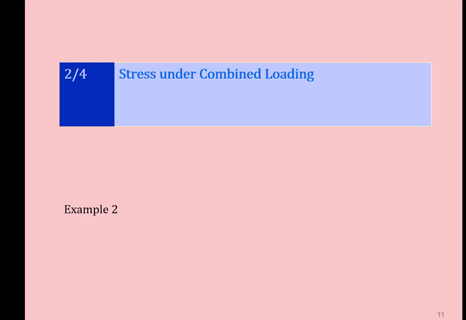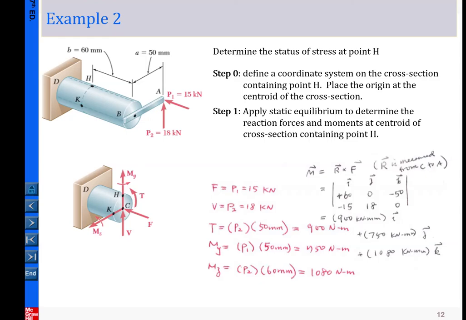Let's continue to take a look at another example. For this example, we want to calculate the stress at point H. Again, step one is to define a coordinate system on the cross section containing point H.